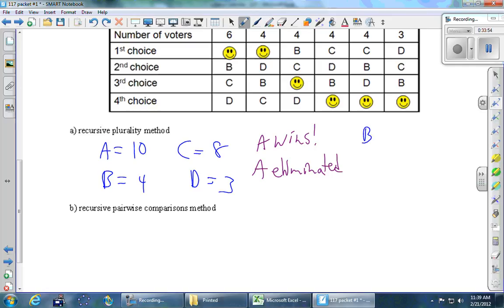Now I don't have A anymore, so we've got B, C, and D. Who gets the first column, first place? That's B. Who gets the next column? Those belong to D. And then everything else is in the top row. So count the votes again, first place only. And double check my work. I got a 10, 8, and 7.